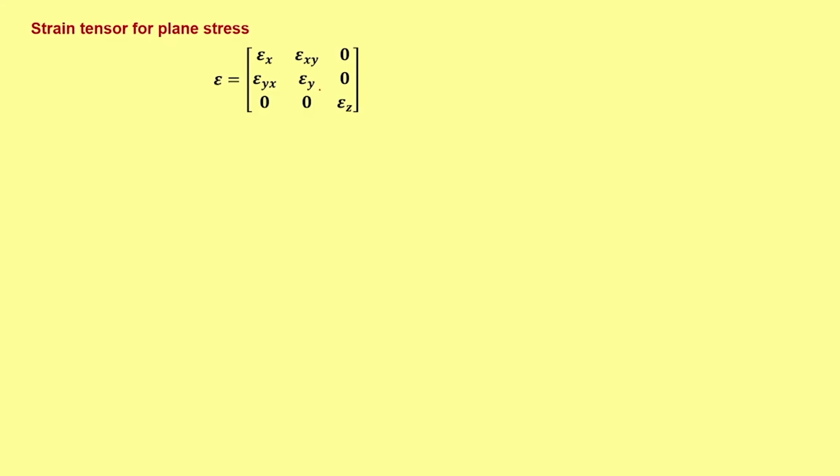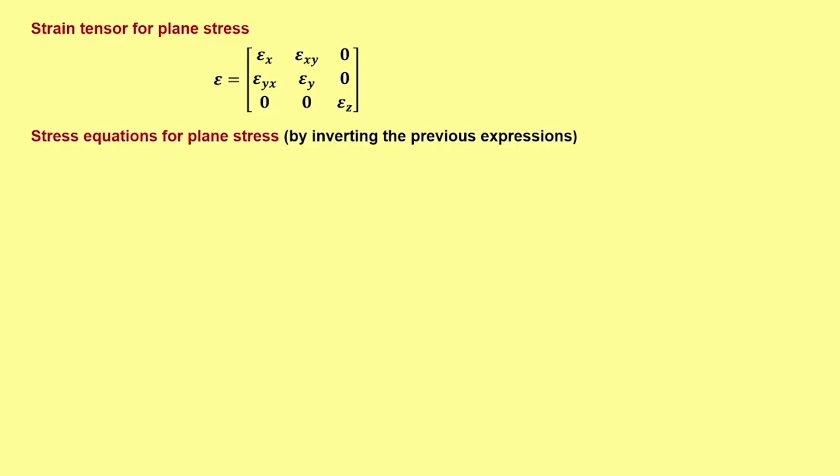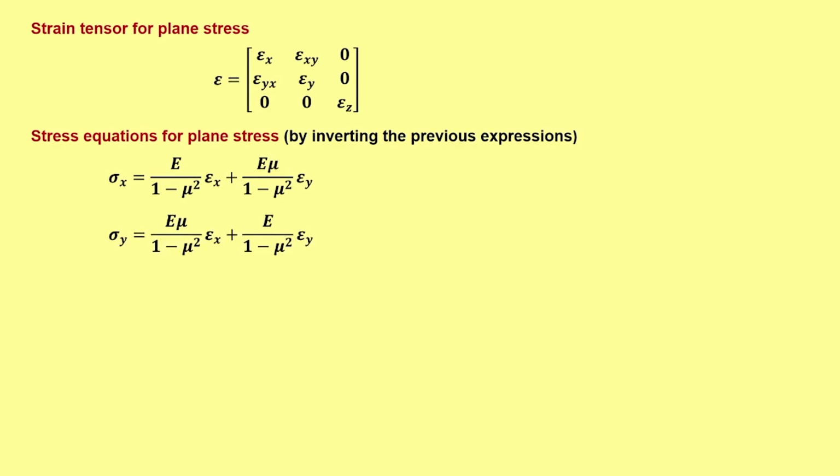The strain tensor for plane stress is denoted in this particular manner: epsilon x, epsilon xy, and we have epsilon z as well. For the stress equations for plane stress, by inverting the previous expression, we can get sigma x is equal to E by (1 minus mu square) times (epsilon x plus mu epsilon y). We are doing the inversion, it is a simple rearrangement, so one can always try this. You will get sigma x, sigma y and tau xy. So, this is stress in terms of strain.